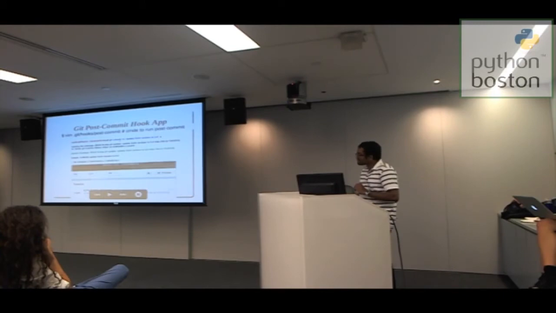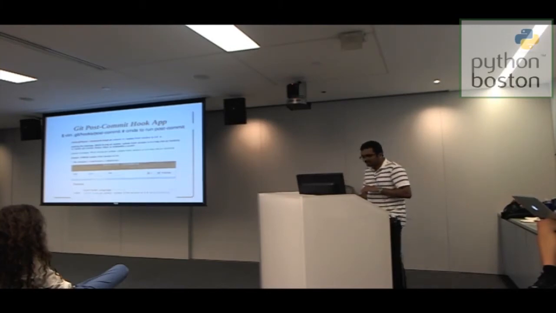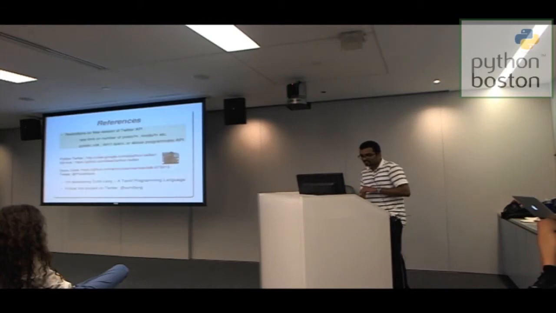Here is an example command line snippet. I commit the code, and along with it, it goes into Git, and then it invokes this Python script, which pushes it to my Twitter timeline. I guess you should be able to see it in the bottom right here. The source for this application is also on the GitHub links.